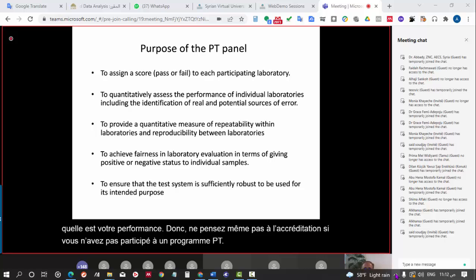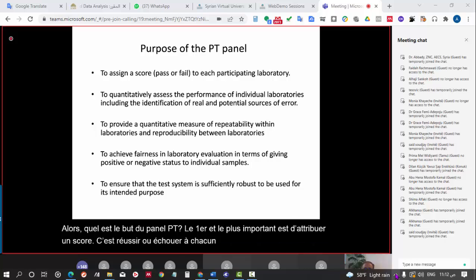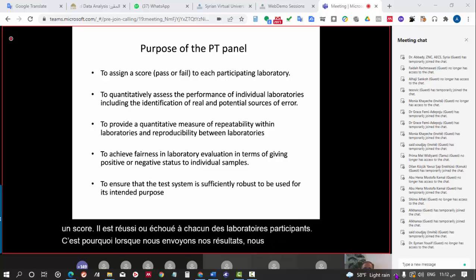So what is the purpose of the PT panel? The first and the most important is to assign a score. It's pass or fail to each participating laboratory. That's why when we send our results, we are very keen and impatient to see the final report, to see whether we have passed or we failed the proficiency test.